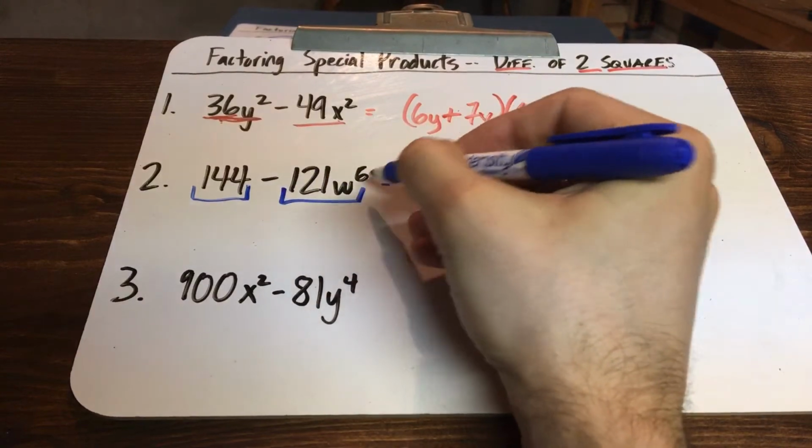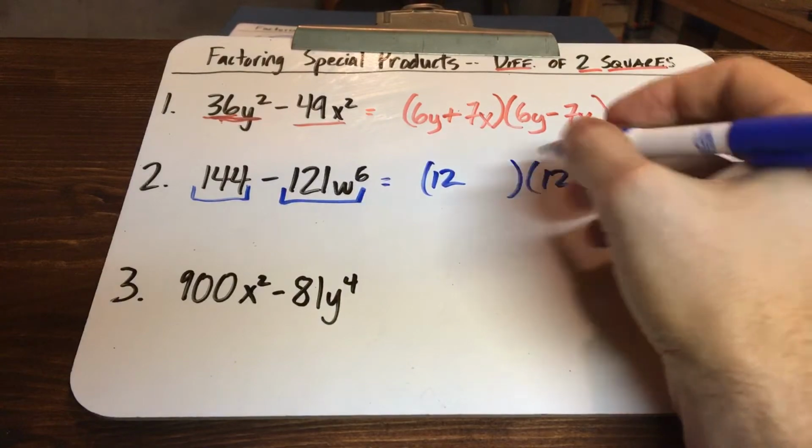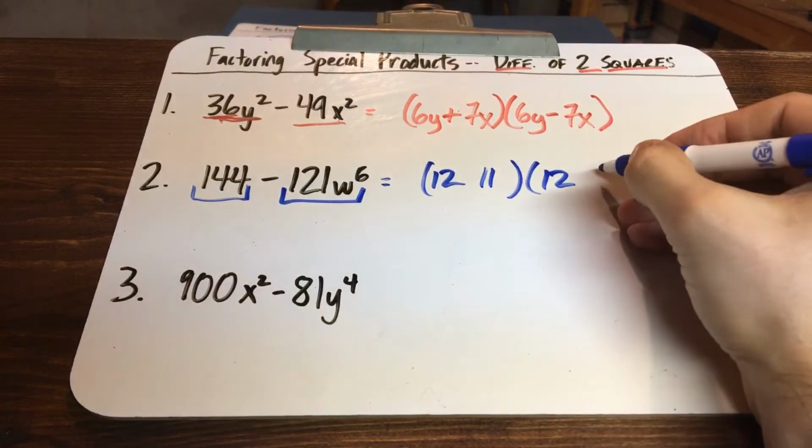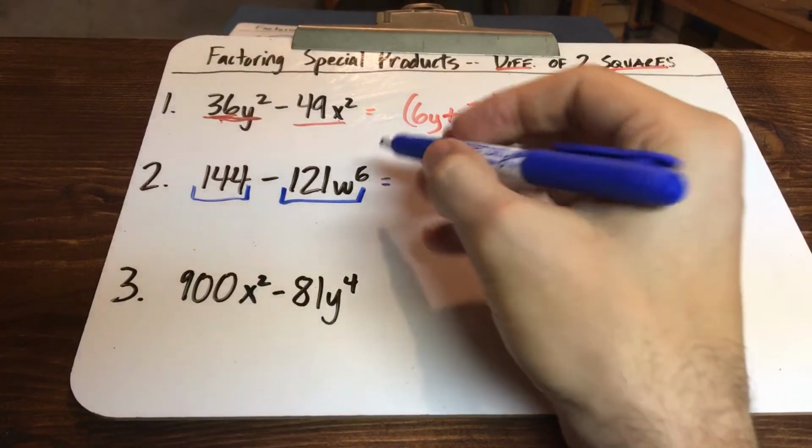Right here, I made the exponent a little bit harder, but that's all right. Do we know the square root of 121? I hope we do. That's 11 times 11. You know what? Let me put my plus sign and my minus sign in there already. Now, what do I do for this?